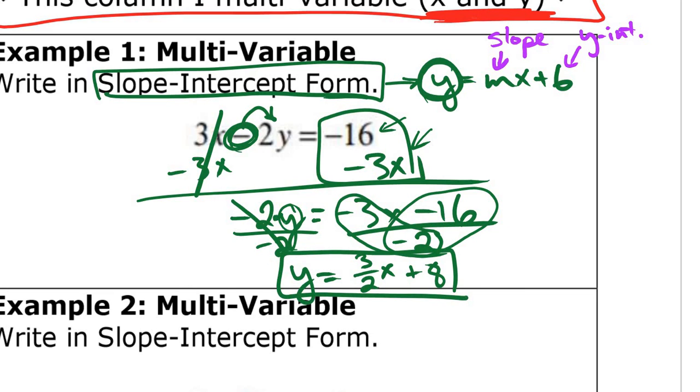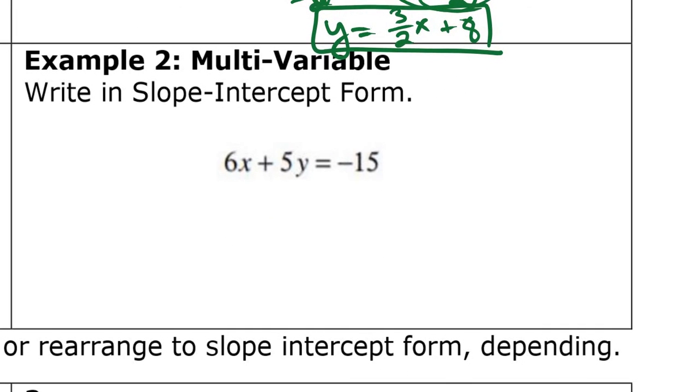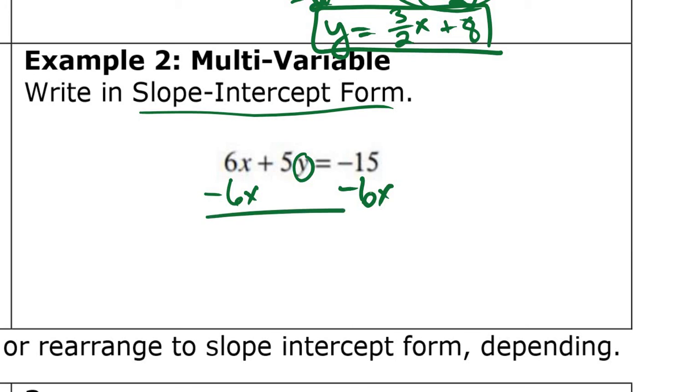So here again, simple two steps. Move the x to the other side, divide by the coefficient to get rid of it. Let's try one more, and then you'll be on your own. It says put it in slope-intercept form. We need to isolate the y. First we get rid of the x. How do I get rid of that 6x? Well, it's positive 6x, so we'll say minus 6x, minus 6x.